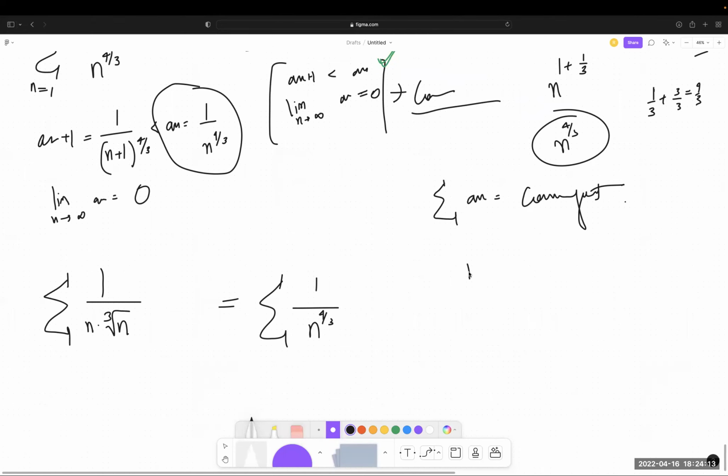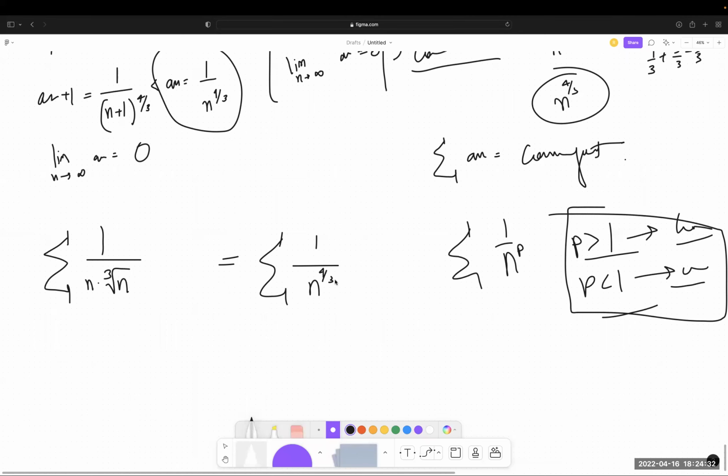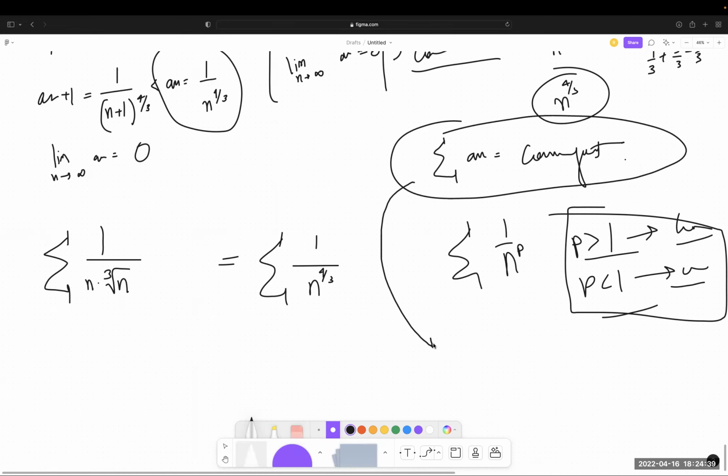We can clearly see this is a p-series problem, 1 over n to the p, where if p is greater than 1, we converge, and if p is less than 1, we diverge. In this case, since this is 4/3, and 4/3 is greater than 1, we converge by the p-series. So if we do the regular one, it seems like we converge. And if we do the absolute value version, it also seems like we converge. Therefore, we're absolutely convergent.